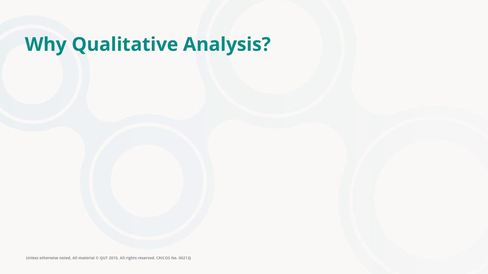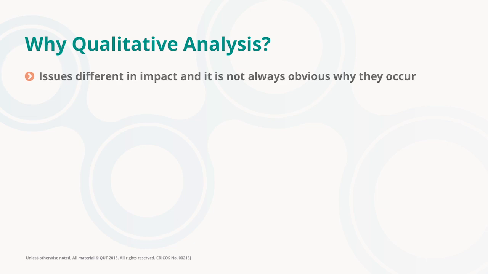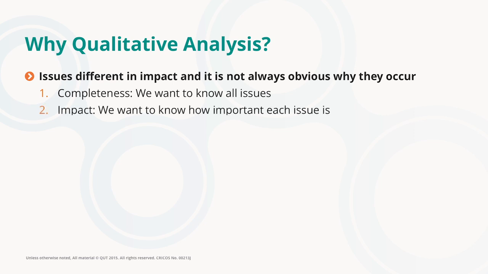Why are we interested in qualitative process analysis? Well, the reason is that issues with a process are usually not that obvious and easy to understand. For that reason, we want to understand the complete list of issues of a process. We want to make sure that we do not miss any of these issues. That's the first thing. As a second thing, we try to understand what is the impact of each of these issues. Issues differ in terms of their relevance, and we want to focus on those issues that are most important.